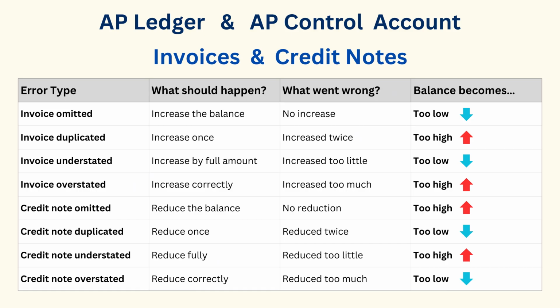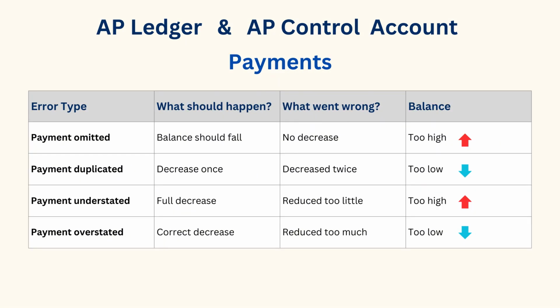The types of errors you can make in the Accounts Payable ledger and the Accounts Payable Control Account are very similar to those in Accounts Receivable. It can be omitted invoices and credit notes, duplicates, understated or overstated amounts. The only difference is that accounts payable is a liability, so the invoices increase the amount owed and payments reduce it. The tables here follow the same pattern you already learned in Accounts Receivable, just applied to suppliers instead of customers.